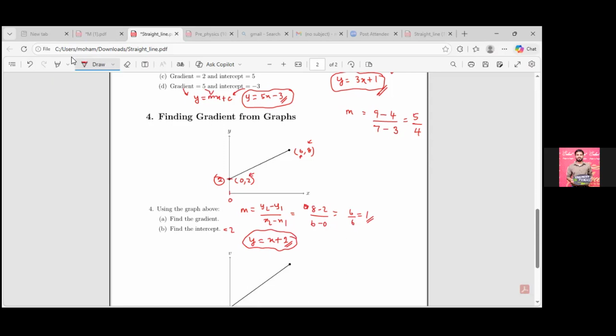Right. So those are the things that we have to study under straight lines. If you can deal with this, then you can manage any question that relates to straight lines in physics. Okay then, we'll move on to the next section.